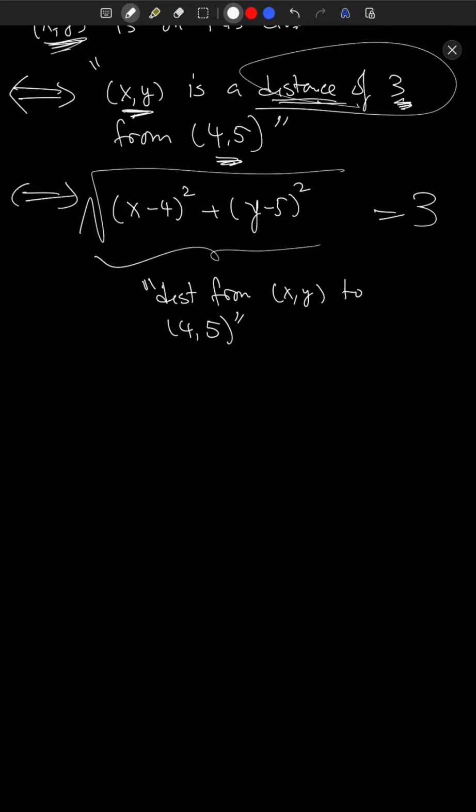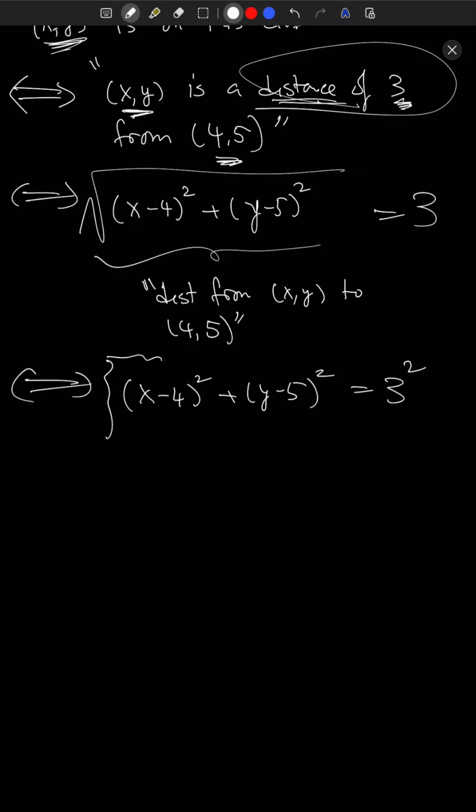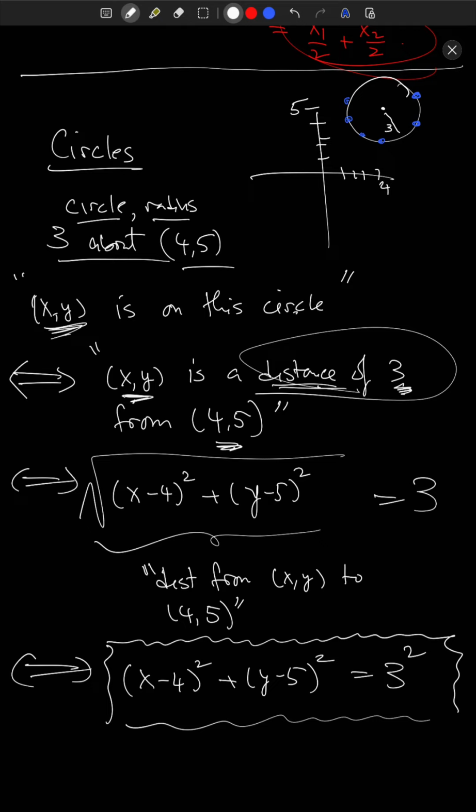And so oftentimes we're not necessarily comfortable with square roots. So I'm just going to square both sides so that I don't have to look at square roots. So this is the same as (x minus 4) squared plus (y minus 5) squared equals 3 squared. And this is the traditional form of the equation of a circle. Again, we've derived this formula directly from the distance formula, and that, again, was from the Pythagorean theorem.